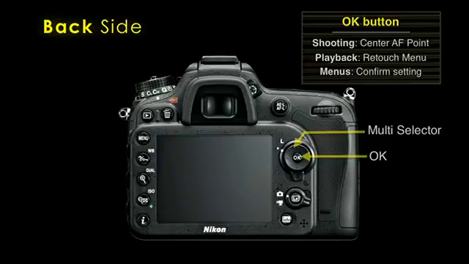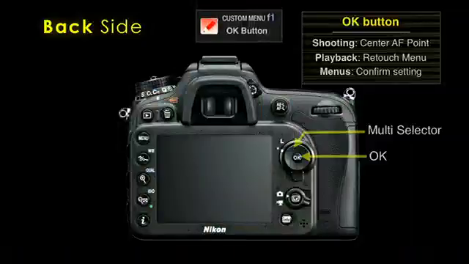In the playback mode, it's going to work with the retouch menu. And in the menus, actually I'm talking about the OK button, excuse me. If you press the OK button in the shooting mode, it's going to go straight to the center point. The multi-selector will allow you to go to different points. When you're in the playback mode, pressing the OK button will activate the retouch menu. And then in all the menus, it's just confirming the setting.